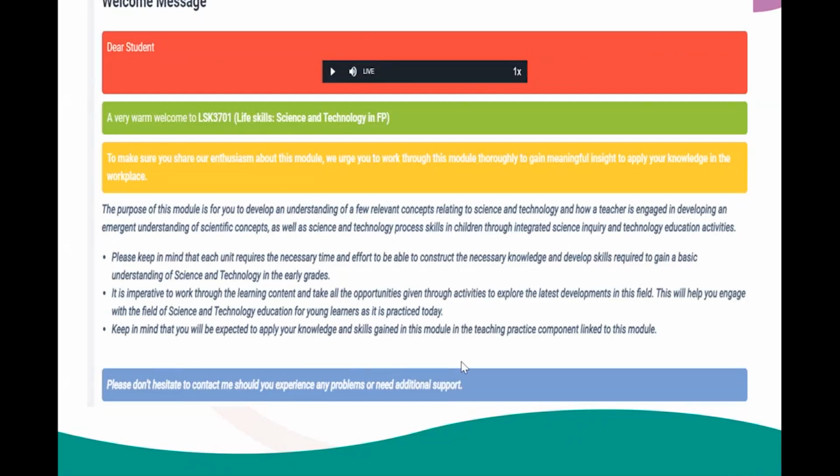So I'm sure when you log onto your module site, you are welcomed by the message, just getting you to understand the purpose of this module, and also understanding who your lecturer is and how you should contact me if you experience any further problems. But most of the support is done on the module site. I'm sure you've noticed there's a lot of support added on the module site, and I noticed that a lot of you are not participating. It could be because you're working and things like that, but it's really important for you to take the learning opportunities that are there for you.